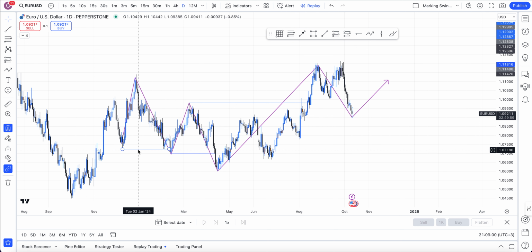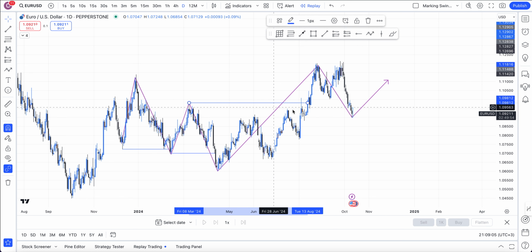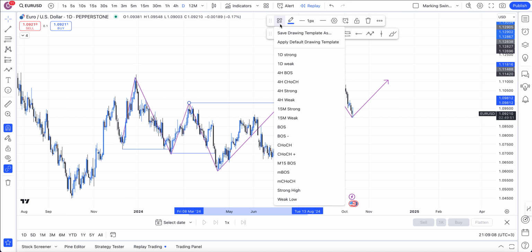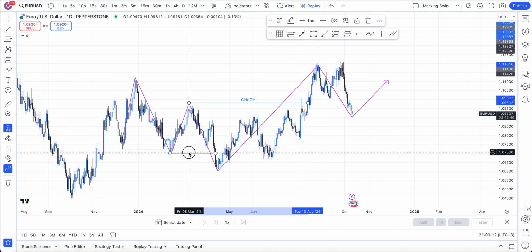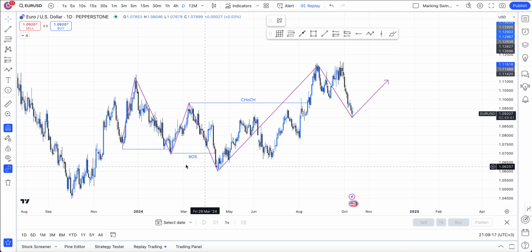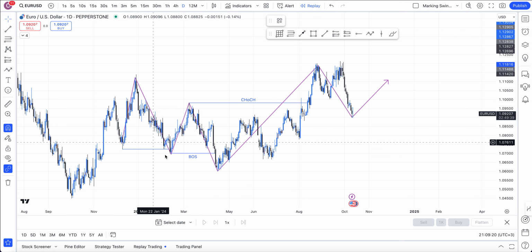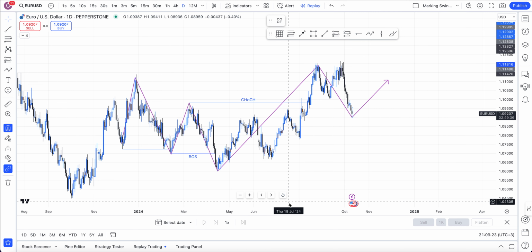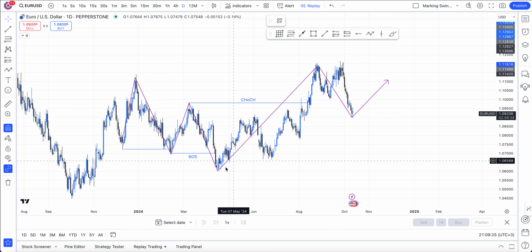So this one was a break of structure, but this one is now a change of character. Let me just label that one. That one will be a change of character because this one is a break of structure. So this was a break of structure because it was a continuation of the movement of the market. But this is a change of character because it has now changed the market sentiment from downtrend to uptrend, right?